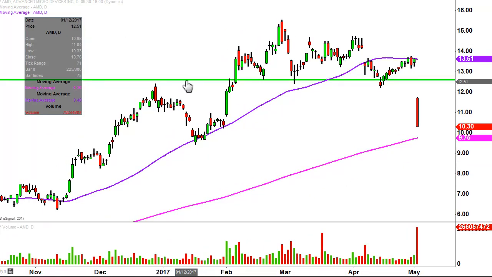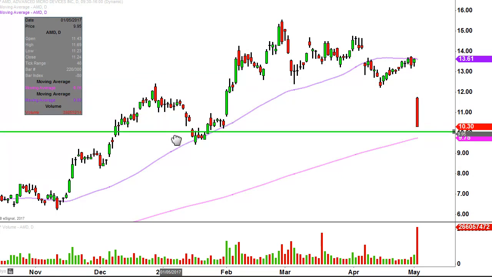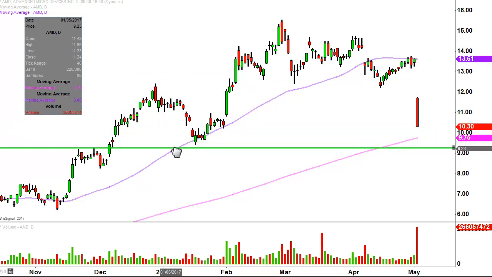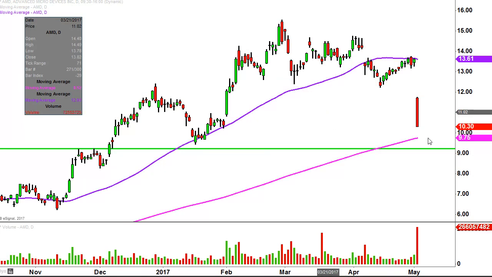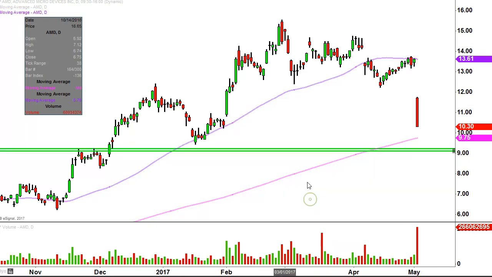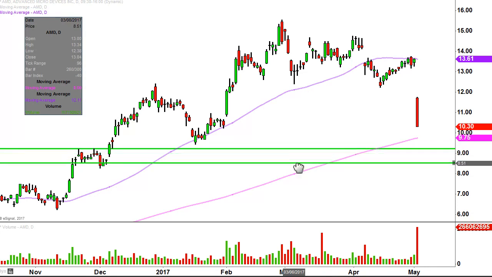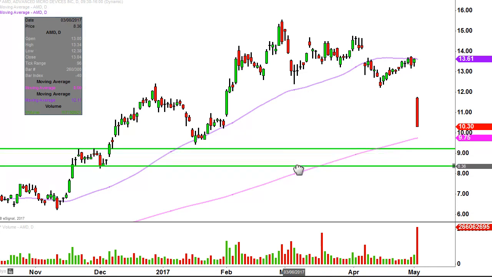In the event that level cannot hold, then the next key area to keep an eye on from a support perspective is right down there at about $9.20. So the 200-day simple moving average is the initial area of support, definitely the ideal level. But if that doesn't hold, then the next level is down there around $9.20. And just because there is lots of downward momentum right now, might as well map out one more area of support. After $9.20, the next key level down there is at about $8.35.